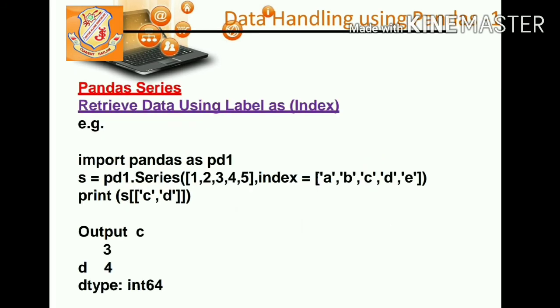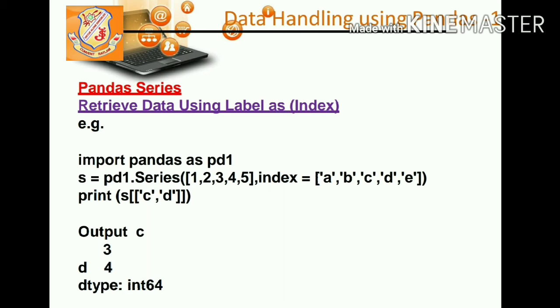In the next example, we are retrieving data using a label as index. Import pandas as pd1. This command is used to import the pandas package in the file. S equals pd1.Series. We are declaring a series which we are saving in S. 1, 2, 3, 4, 5 are the data or the values. And the index is A, B, C, D and E. It means 1 is for A, and like that it goes on.